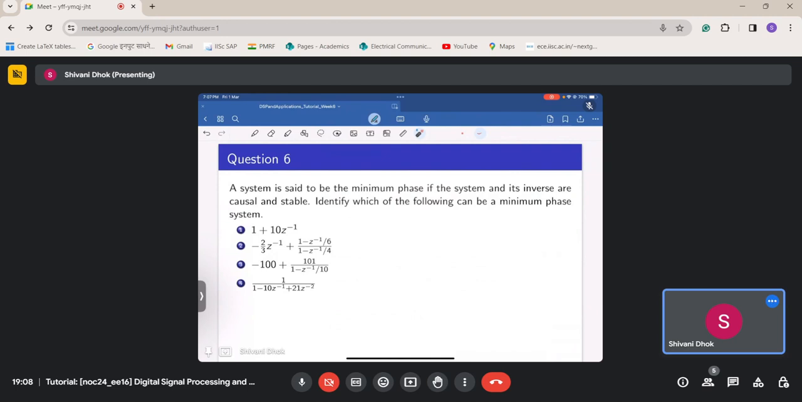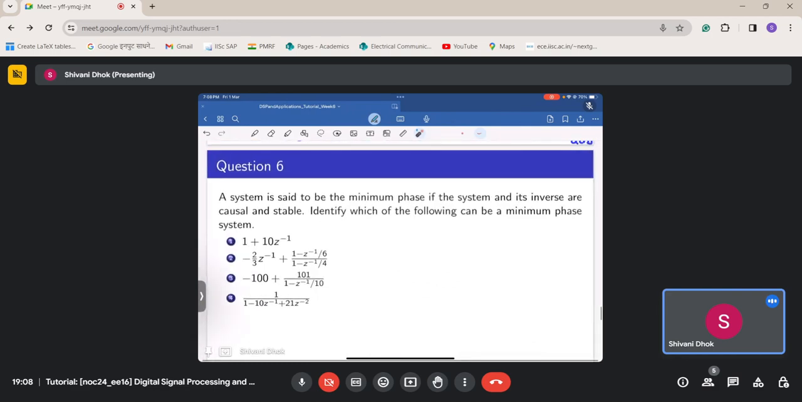Okay, so in this question what is given to us is a definition of a special type of system which is known as a minimum phase system. It is said that a system is minimum phase if that system and its inverse both are causal and stable. Now what we need to do is identify which of the following can be a minimum phase system.